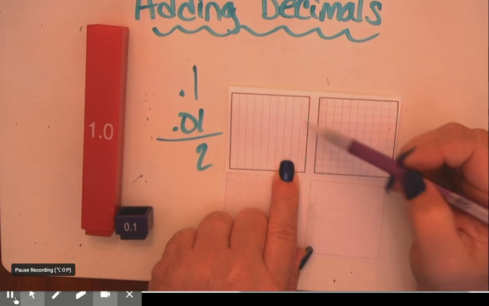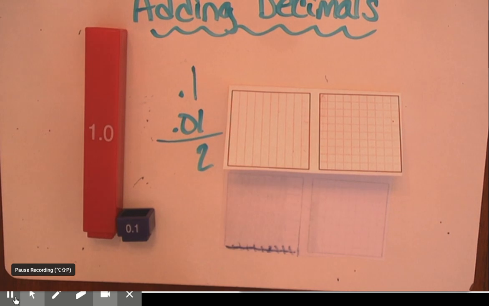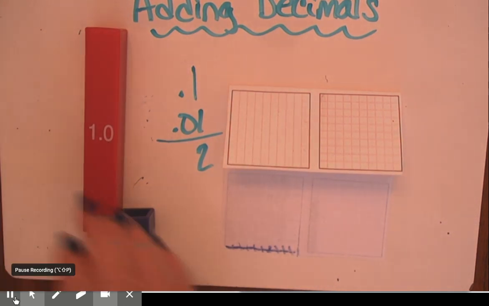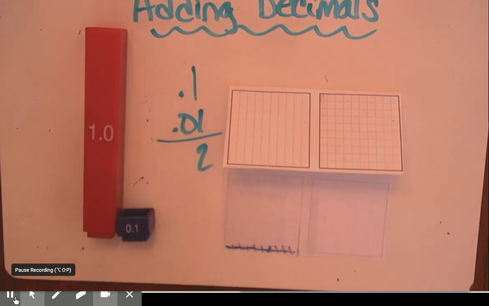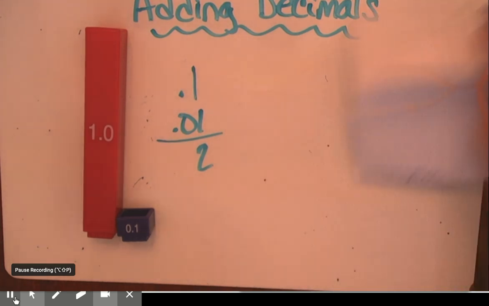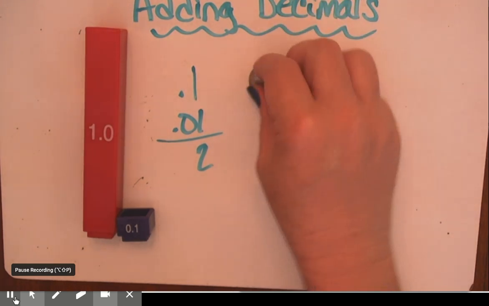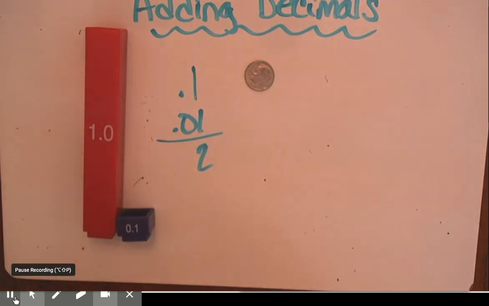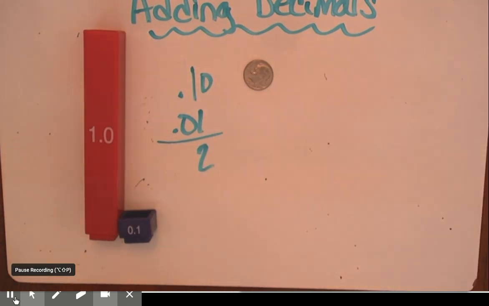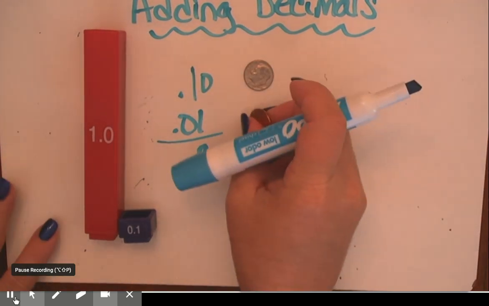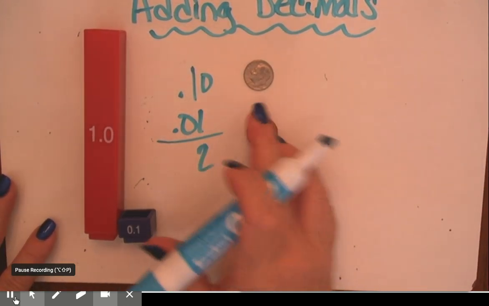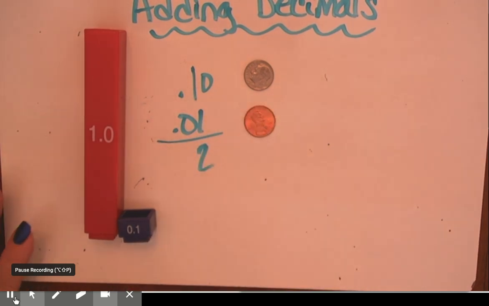So when you're dealing with decimals, it is super duper important that you line up the decimals and you're just adding the place values. Here's another way this might make you understand it better. 1/10 is the same thing as 10 cents. Okay? 1 penny is the same thing as 1/100th of a dollar here.